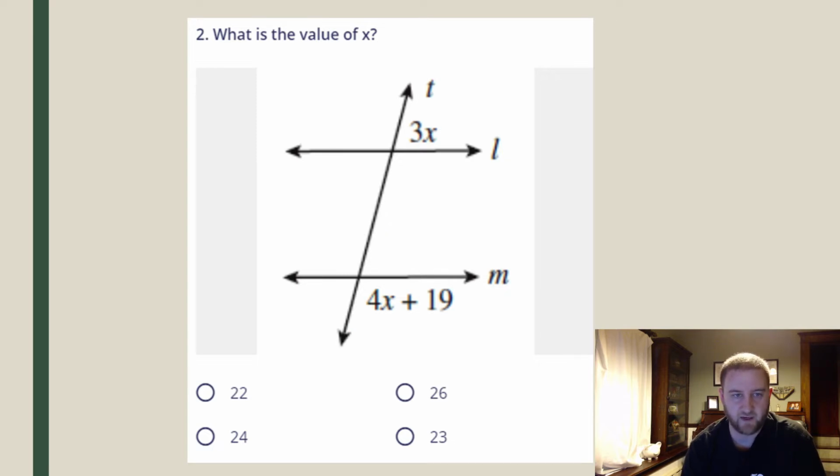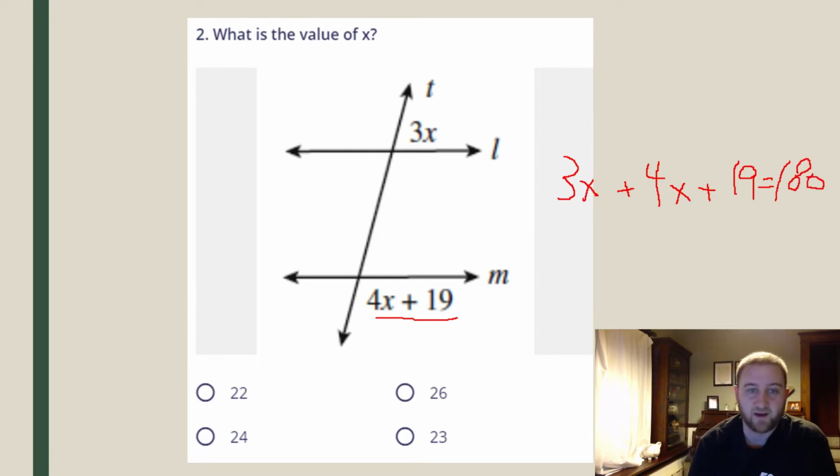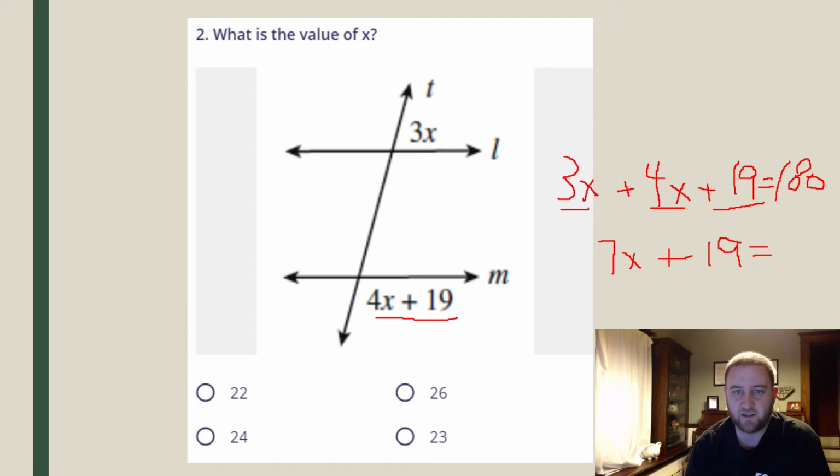So what we're going to do is add these together: 3x plus 4x plus 19, and set it equal to 180. By the way, I'm sorry that my mousemanship is not very good right now. It's hard to write with your mouse, so just bear with me. Now we add together our like terms. 3x and 4x is 7x, and then we've got the plus 19 left over, and that's equal to 180.